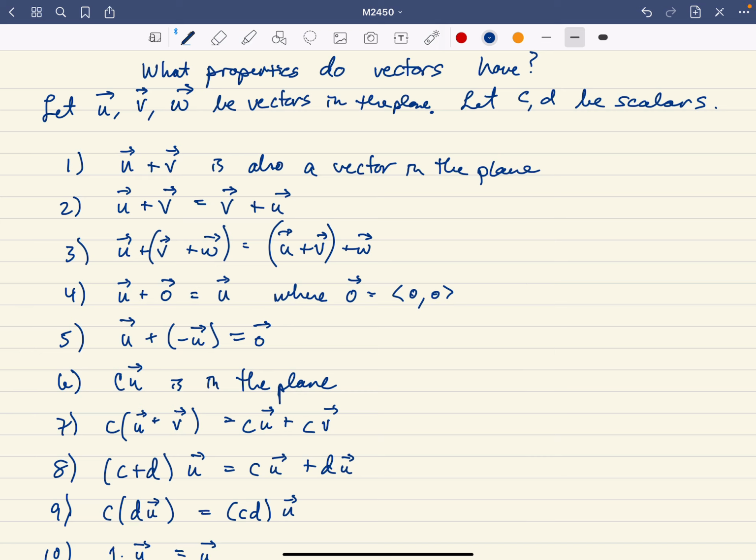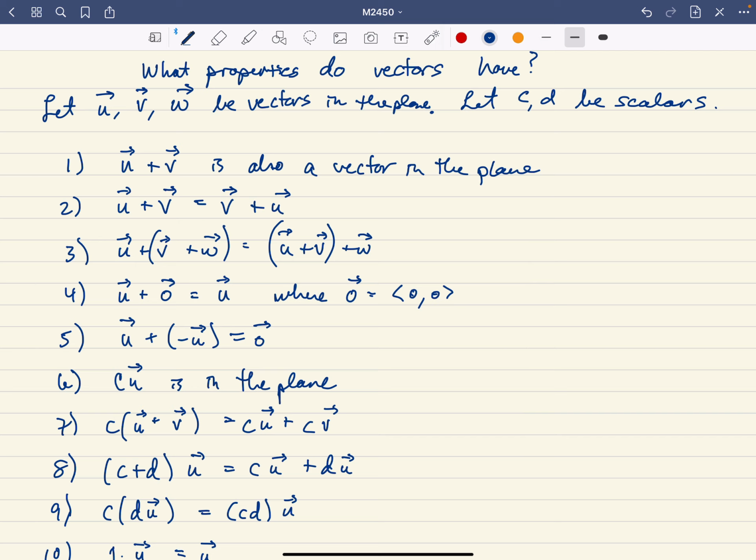At this point, I want to go over what are the exact properties that vectors in the plane have. And so we're going to be very specific here, and we're going to talk about 10 properties that the vectors have. In what follows, u, v, and w are vectors in the plane, so vectors like we were just talking about. c and d are scalars.